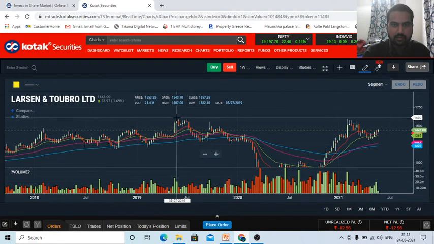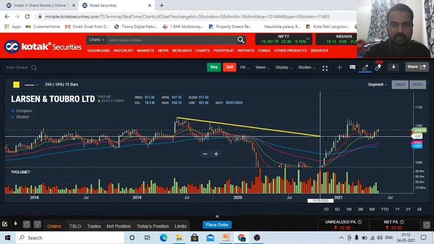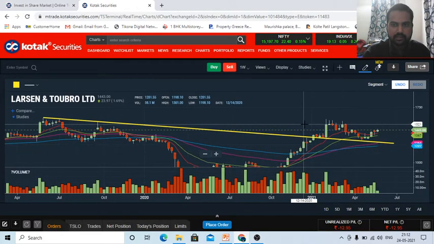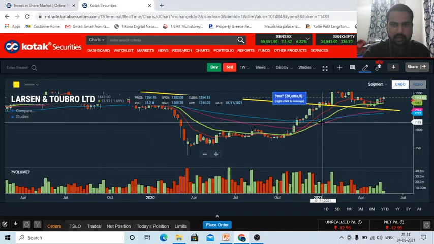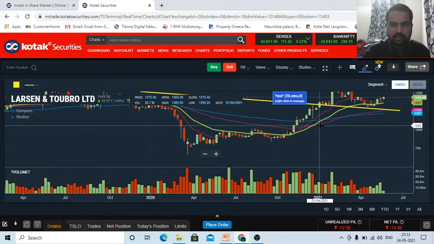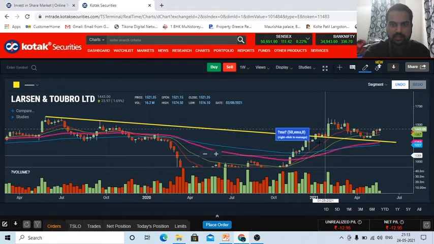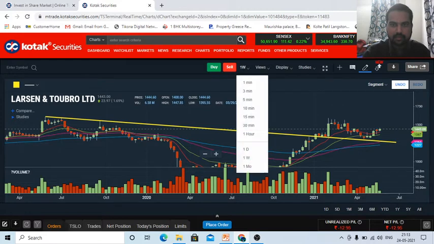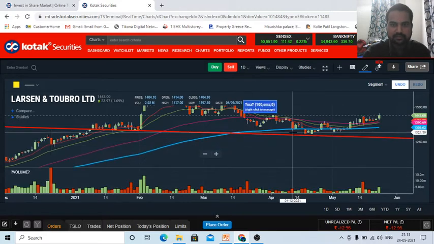Now this is a trend line resistance, and during this candle, approximately 1st of April 2021, the stock gave a close above this trend line resistance. Then it consolidated for 3 weeks, again went up and again came down. Now let's go to the daily charts.